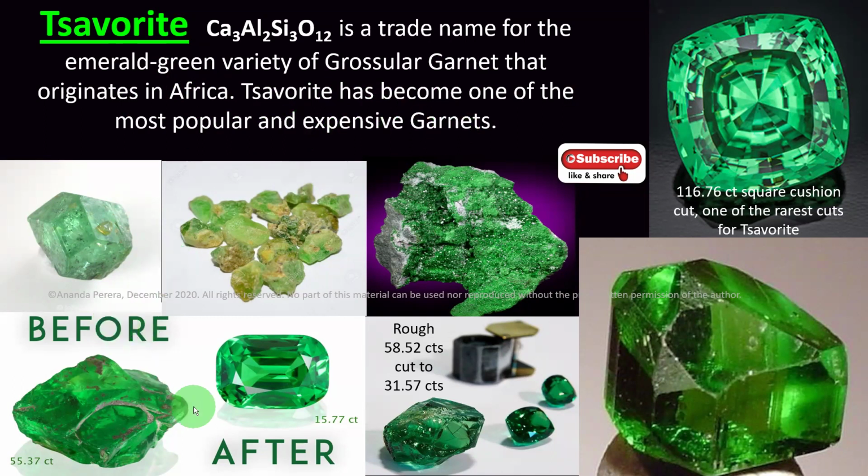Look at before and after savorites here. Before, rough. This is after. This rough, after cutting, gives 15.77 carats. The rough is 55.37 carats. The clean stone after cutting is 15.77. These roughs cut to 31.57 carats. This is the rough stone, savorite, and another savorite rough stone. This is the cut and polished 116.76 carat square cushion cut. One of the rarest cuts for savorite.